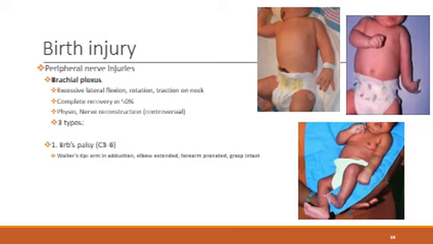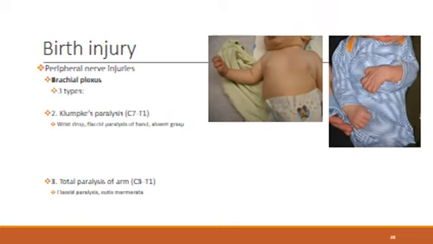So Erb's palsy, you have damage of C5-6 area, and the typical position of the baby's arm is in the waiter's tip position with the arm in adduction, the elbow extended, and the forearm pronated, and the grasp reflex should be intact.